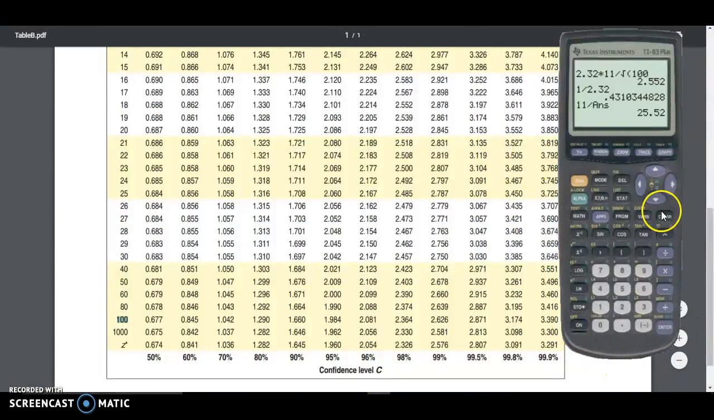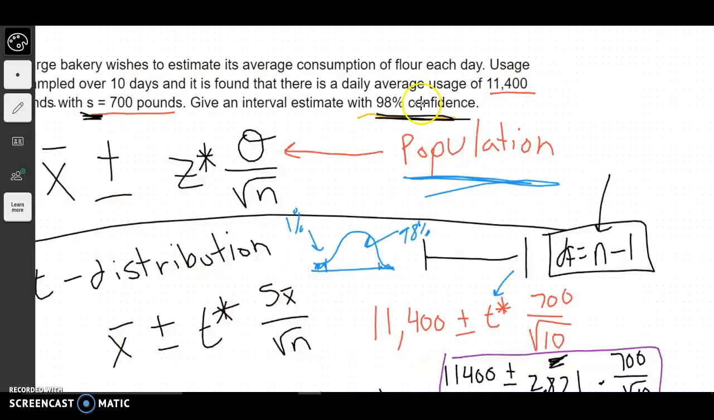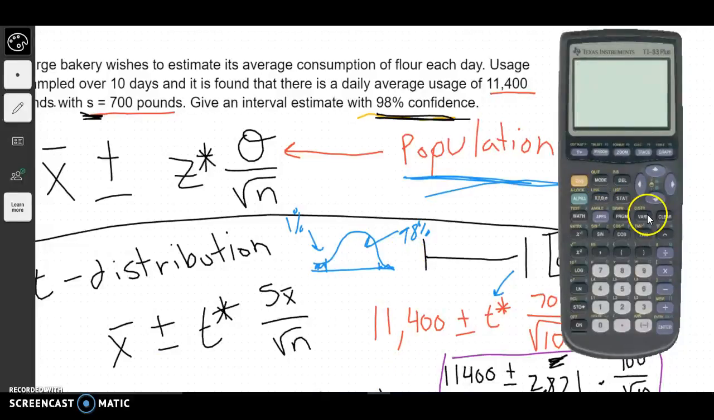Your calculator does this so much better, so I wouldn't actually calculate a lot of these by hand. It's important for you to know how you would find a T star, but by hand, we're not going to do most of this by hand. Here's what we're going to do most of the time. We're going to go to our calculator, go to our tests, go down to our T interval, and we're just going to plug in the information.